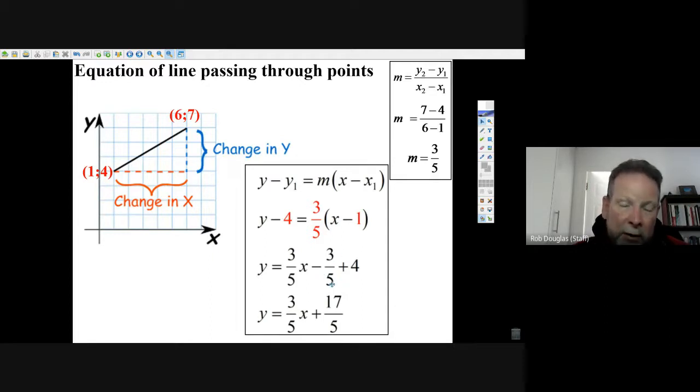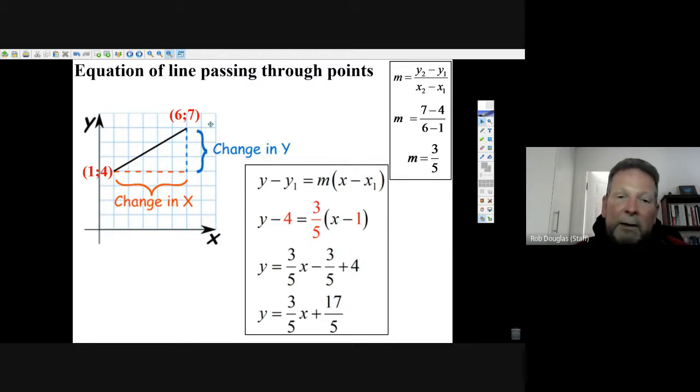You can put this in your calculator, minus 3 over 5 plus 20 over 5, and you'll get 17 over 5. If you add 4, actually, in your calculator, you'll get 17 over 5. If you know fractions, you know that 4 is 20 over 5, and 20 minus 3 is 17. Well, that's the equation of a line passing through points.